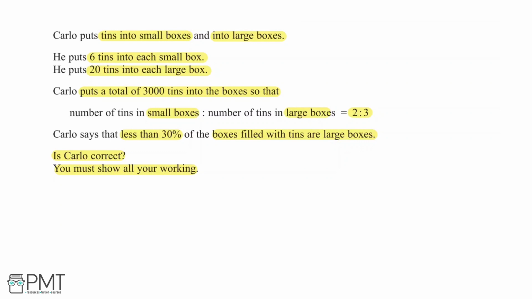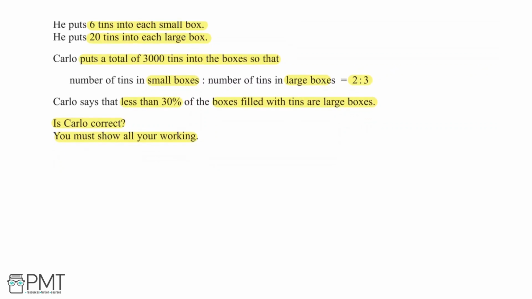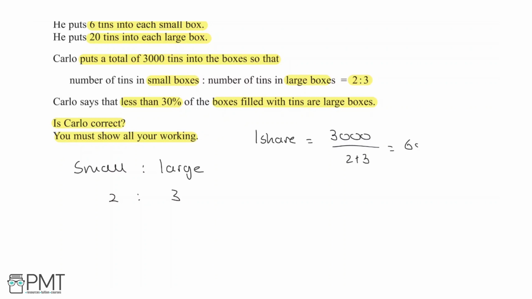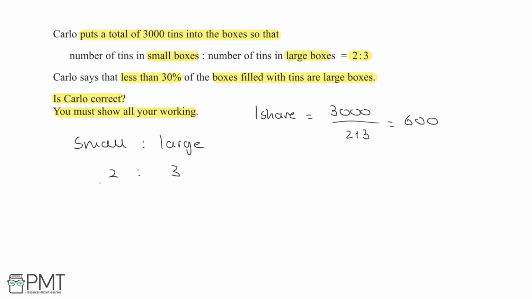First, we are going to work out this ratio, this one here. So we're going to say, small to large, like this. We know that this has to be 2 to 3. So we're going to say 1 share equals 3,000 tins over 2 plus 3, which is 5. So in your calculator, do 3,000 over 5, and this is going to be 600. Now, we multiply each of these numbers by 600 to get 1,200 on this side to 1,800 on that side.